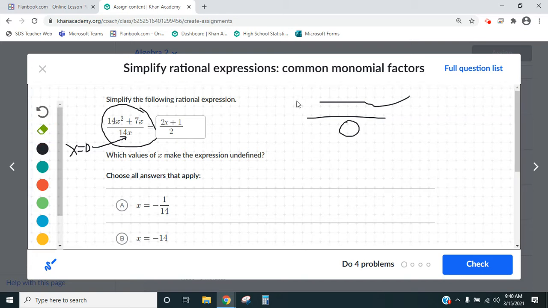Okay, some other examples of how to answer this. Let's say in the beginning you had something like this going on. Let's say it was x plus 1.